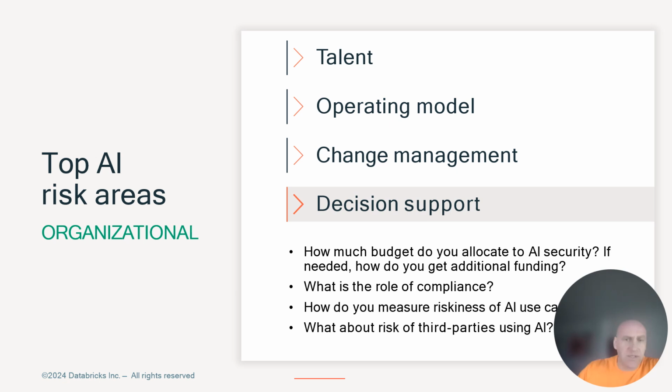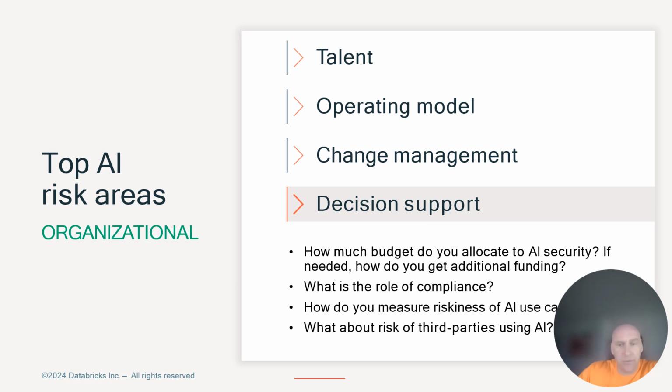And lastly, decision support. How much budget do you allocate to your AI security? If needed, how do you get additional funding? Again, as a CISO, you need to think about how you can procure AI security funding, and what additional support you will need in your AI security journey. What is the role of compliance here? How do we comply with various regulations? We're talking about GDPR now. If all of a sudden you want to deploy AI models trained on your PII, how does the landscape change in compliance and regulation?